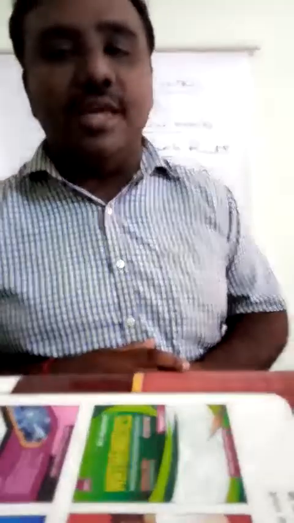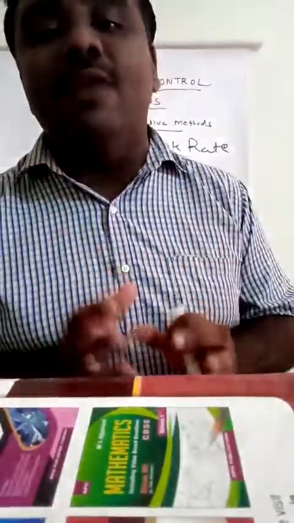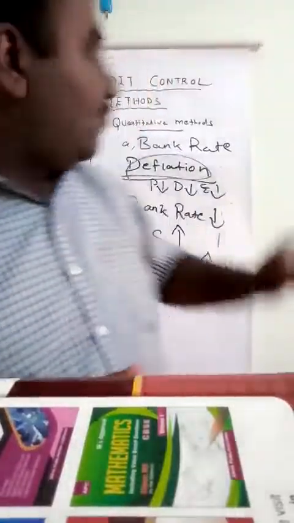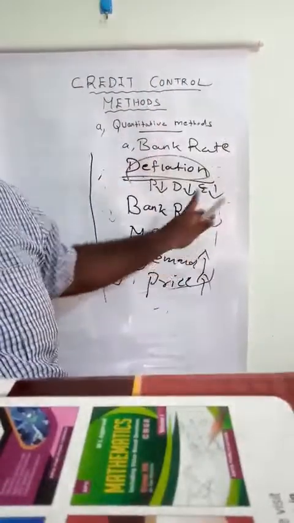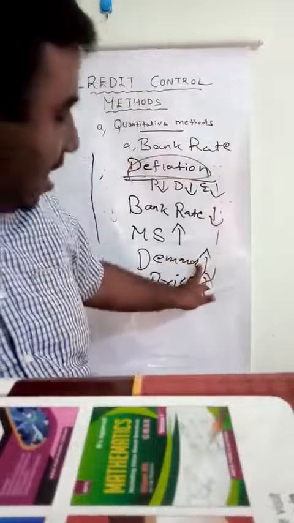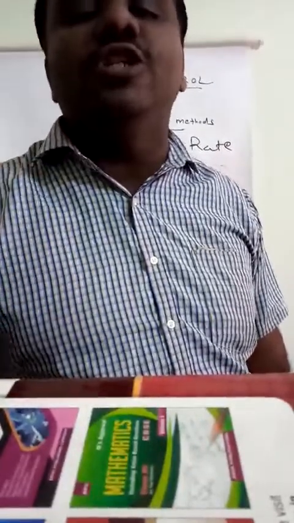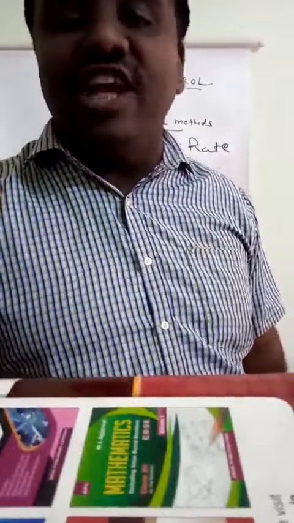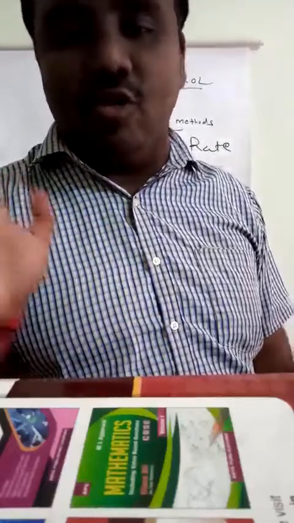Then another situation, that is the deflation situation. At the time of deflation, what happens? The central bank will decrease the bank rate. When the central bank decreases the bank rate, money supply in the economy will increase. When the money supply increases, it will in turn increase the demand in the economy. When the demand increases, the price in the economy will increase, and therefore the situation of deflation in the economy will go. So this is how the bank rate helps in controlling the credit.